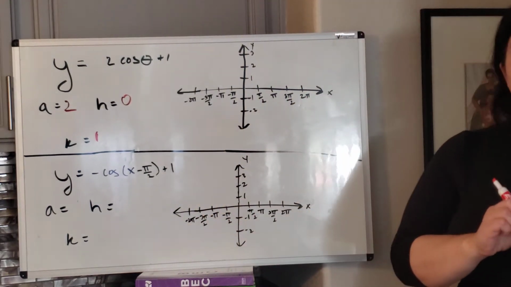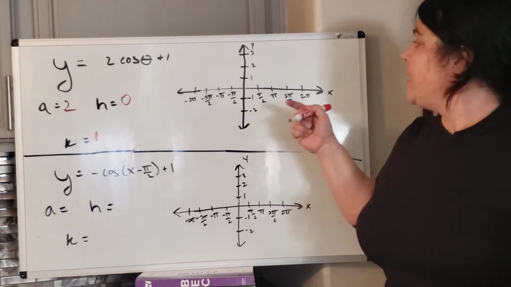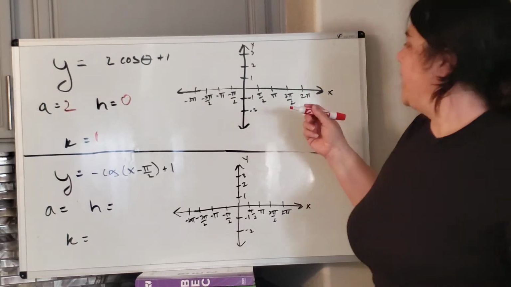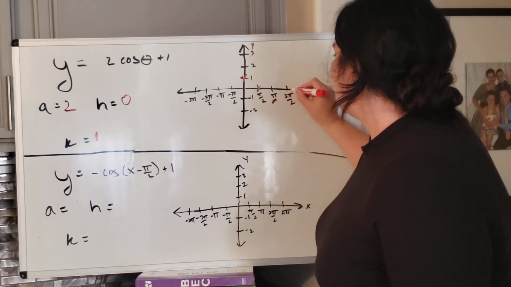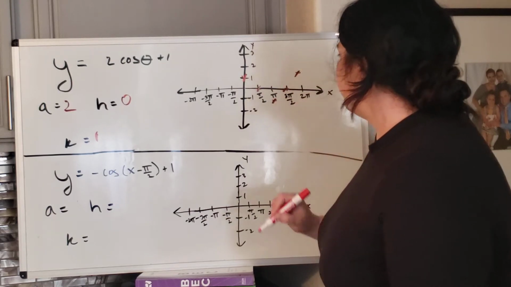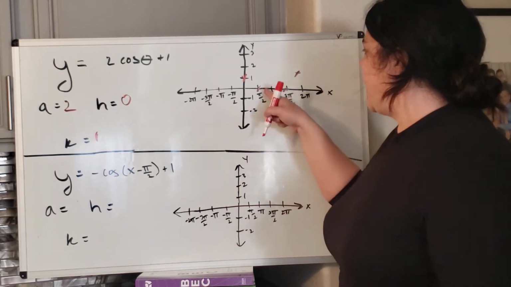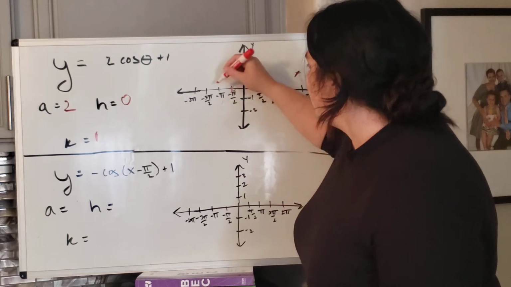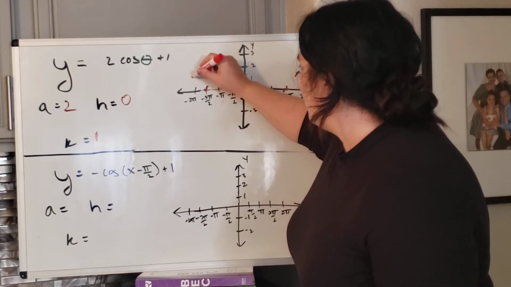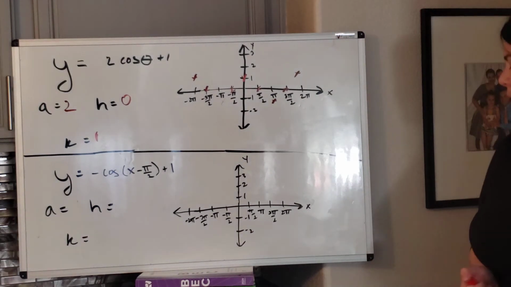So before I start graphing with A, H, and K, I'm going to go through and plot my parent. So remember, cosine, we start at 1. So this is going to be 1, 0, negative 1, 0, 1. And then again, I'm following the pattern also going the other way. So I have 0, 1, 0, negative 1, 0, 1. So I've got that pattern going in both directions.